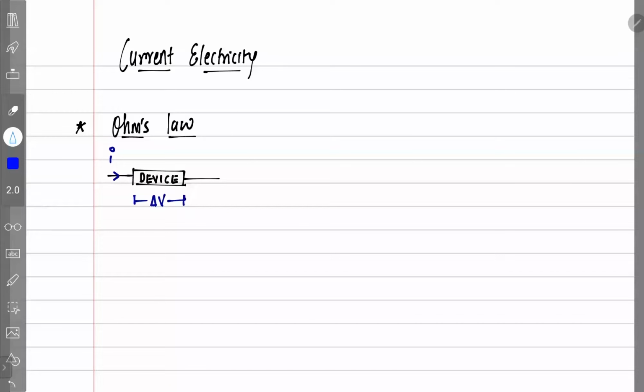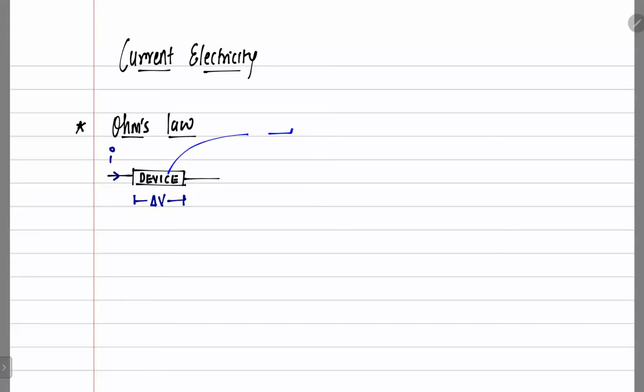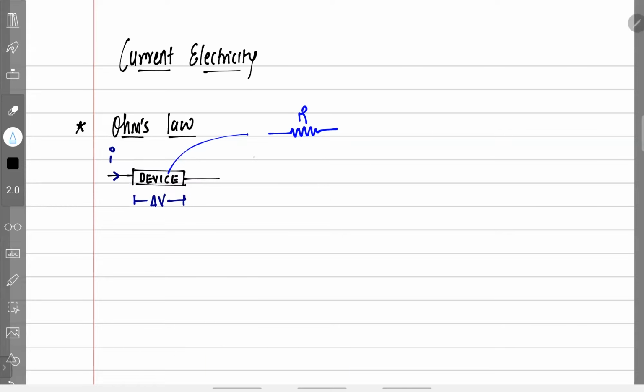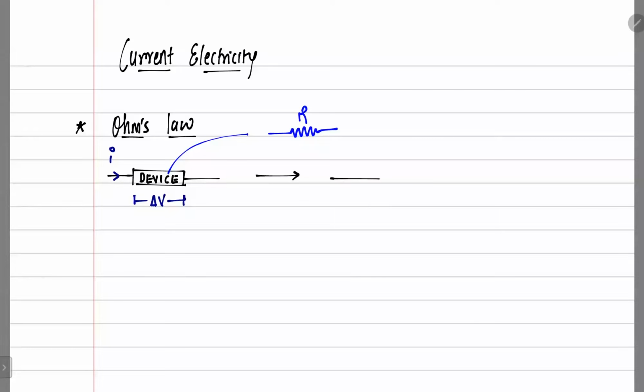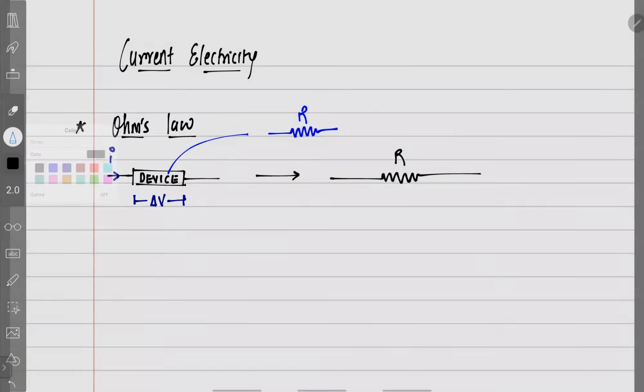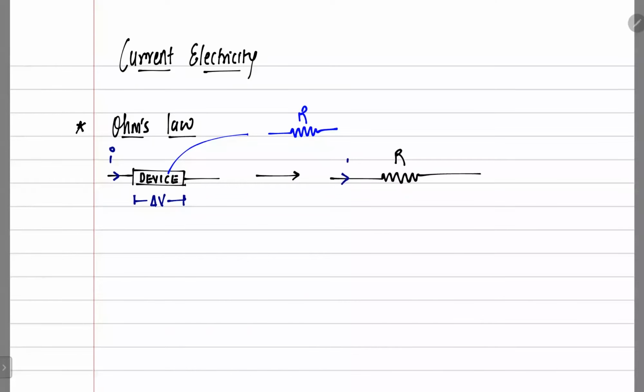Now, every device will have its own resistance, represented by R. Every device has a resistance, right? Then this can be represented as just a resistance. This is R. The current through it is I, and the potential difference across the resistance is delta V.